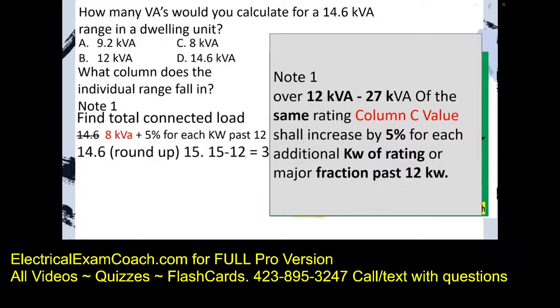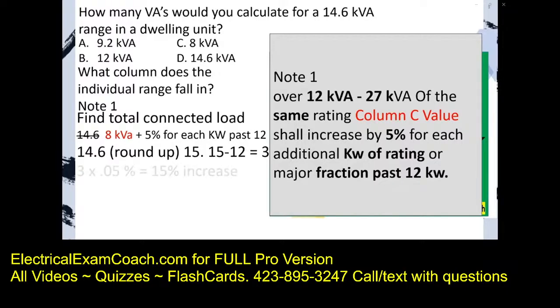Well, we're 14.6 past 12. And what the code states is that you're going to increase it for each kW past 12 or major fraction thereof. That's just a fancy way of saying if it's 0.50 or greater, you're going to round up. If it's 0.49 or less, you're going to round down. Well, in this case, we're 0.6, so we're going to round up to 15 kVA. So we are 15, and we need to find out how many we are past 12. Well, to do that, we can do some simple math. We have 15. We need to minus the 12 base, and we have 3 left over.